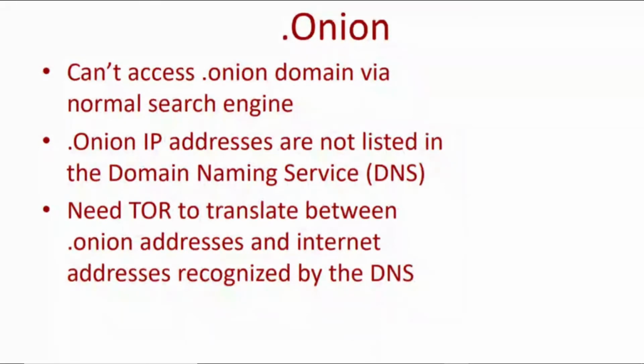So Onion addresses are not listed in the DNS. So you need the Tor browser to translate between .onion and the internet addresses to be recognized by the DNS. Let's say for some odd reason Google is protected, and Google has its own Onion link, for example. And let's say you want to go to Google, you put the Onion address for Google, and then it converts it back to the internet address, which is an IP address, which is then understood by the DNS, and then it's shown to you when you send an Onion address. This is how onions work. They cannot be accessed in a normal setting, and they're not listed in the DNS.